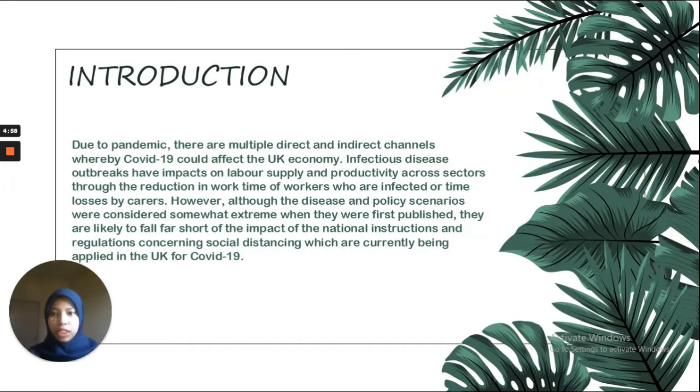So, for the introduction, due to the pandemic, there are multiple direct and indirect channels whereby COVID-19 could affect the UK economy. Infectious disease outbreaks have impact on labor supply and productivity across sectors through the reduction in work time of workers who are infected or time losses by carers. However, although the disease and policy scenarios were considered somewhat extreme when they were first published, they are likely to fall far short of the impact of the national instructions and regulations concerning social distancing, which are currently being applied in the UK for COVID-19.